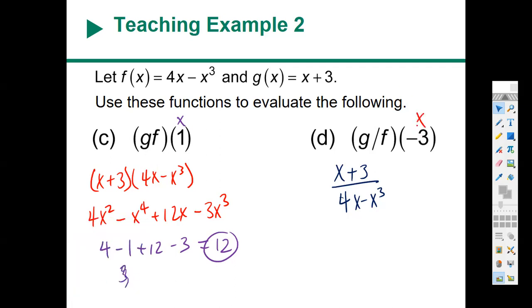Substitute in a -3, because X equals -3. Everywhere there's an X, it becomes a -3. So we have -3 plus 3. That's 0. Do I have to go any further? No, because 0's in the numerator, which just makes it 0. If 0's in the denominator, it's no solution.